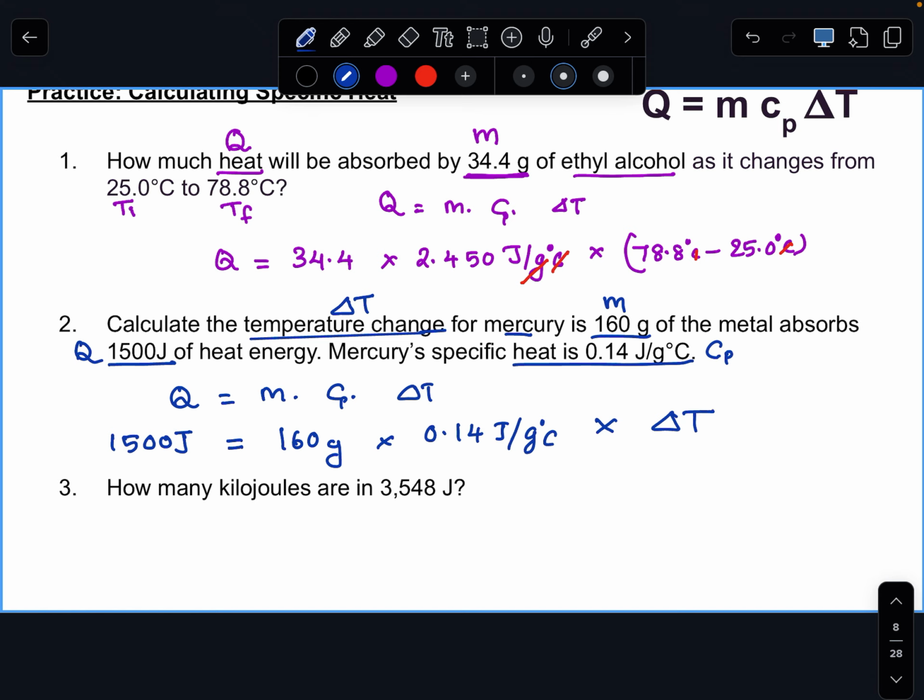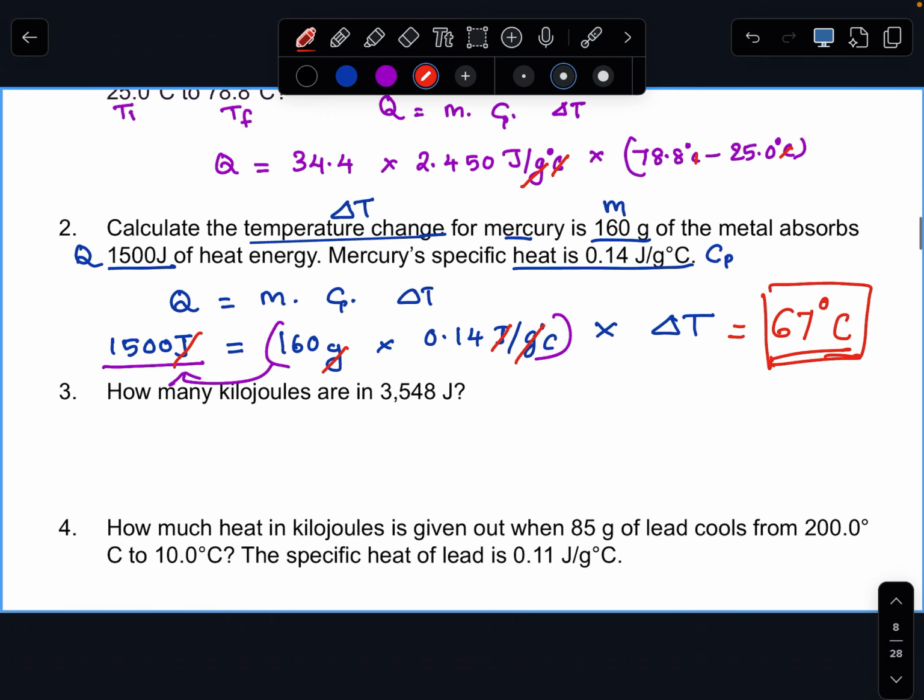Then basic algebra. If you don't know algebra, you will divide this number by these two. And the units, you see, joule and joule gone, gram and gram gone, so the only thing remaining is degree Celsius. So your answer is 67 degrees Celsius with the correct sig fig of 2. That is your final answer, the change in temperature.